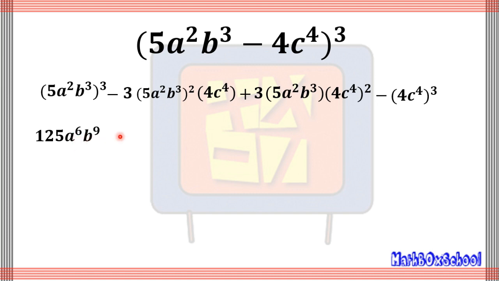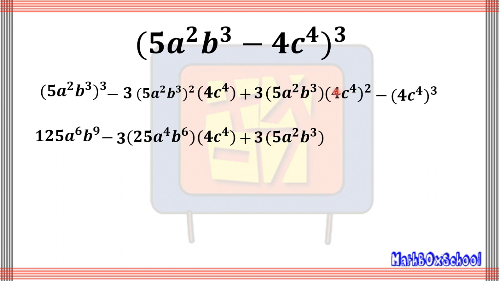Next, we have, dito, i-simplify muna natin itong part na ito. Si 5a squared b cubed raised to 2 minus 3. So, that is 5 squared. What is 5 squared? That is 25. Next, a to the 4th power, multiply ko exponent. b to the 6th power, multiply ko po yung exponent. Then, times, copy, 4c to the 4th power.